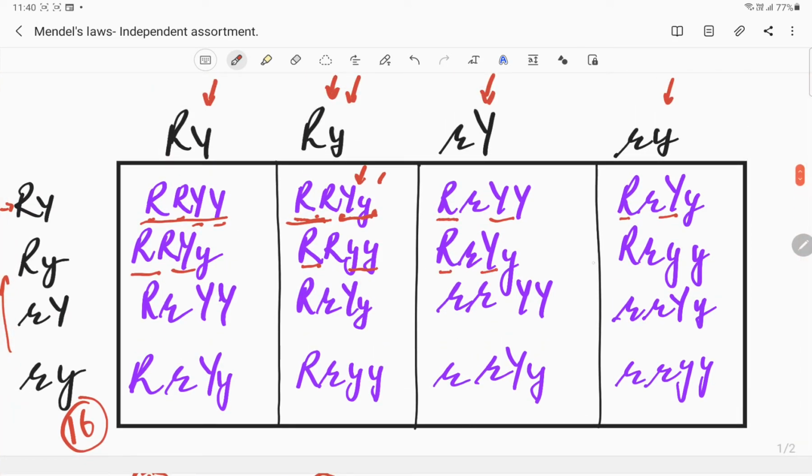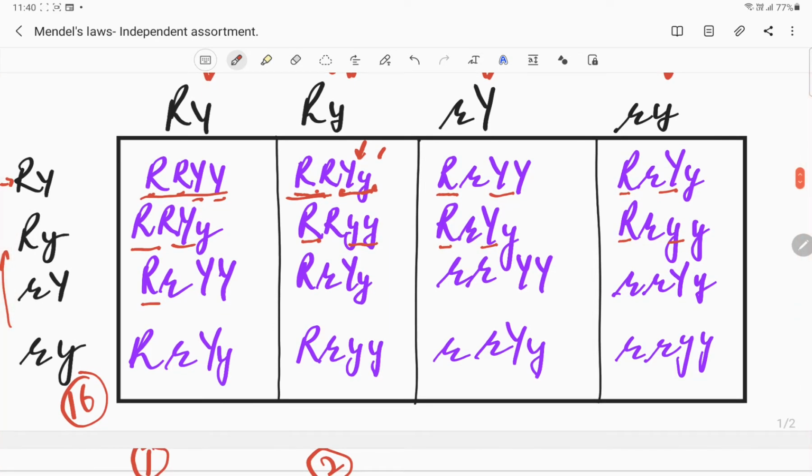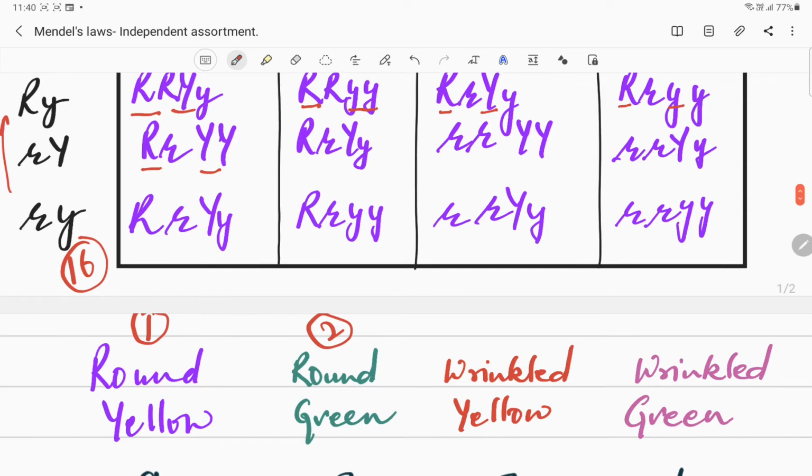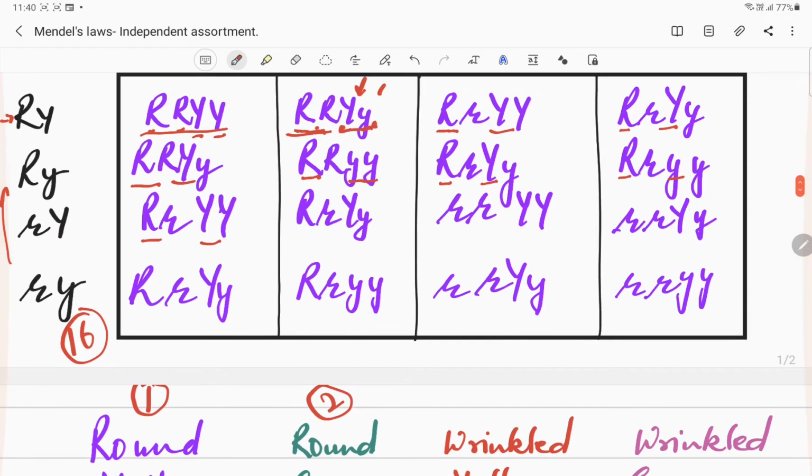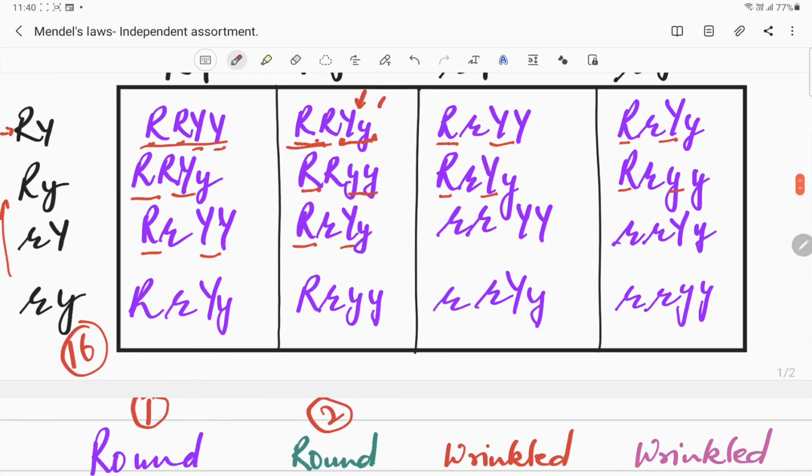Again, round and yellow, we've already done this, and round and green. So we get more round and greens now, and round and yellow. Was this combination there? Yes, we had this combination here, round and yellow. Now we are going to get round and yellow. Yes, we've done round and yellow, and wrinkled yellow. Now, this is the third combination.